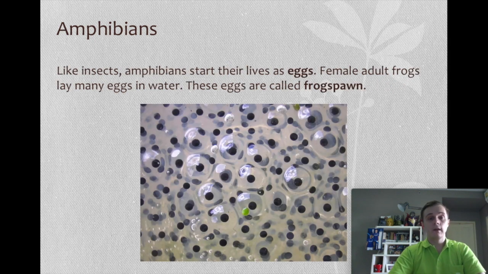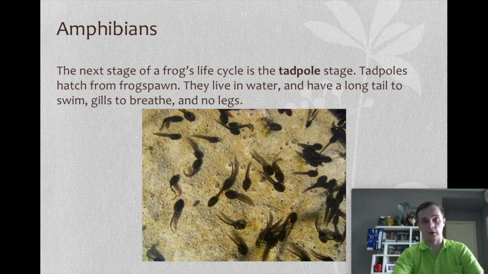Okay, so like insects, amphibians start their lives as eggs. Female adult frogs lay many eggs in water, and these eggs are called frog spawn. So these eggs are very different from insect eggs and from bird eggs. They look a bit like jelly. Like if you touch them, it feels like jelly. And like I say, these are called frog spawn.